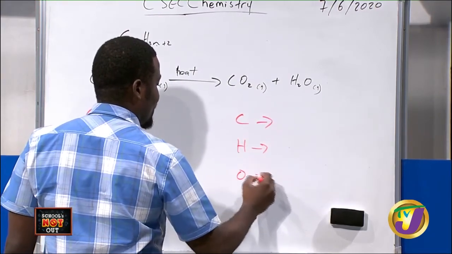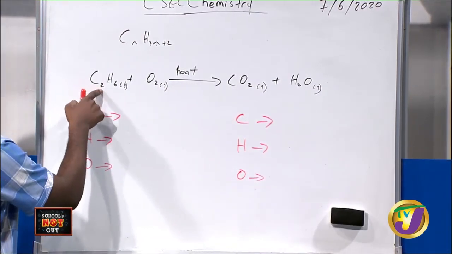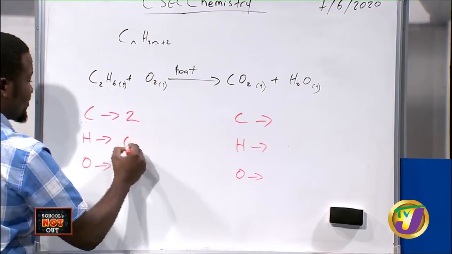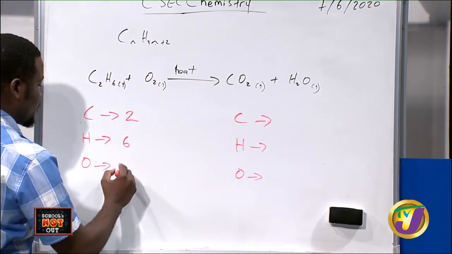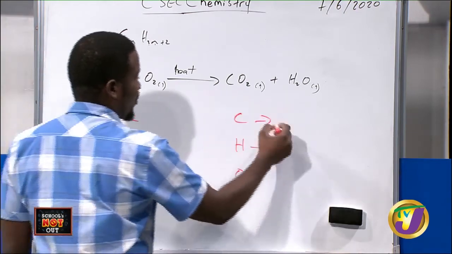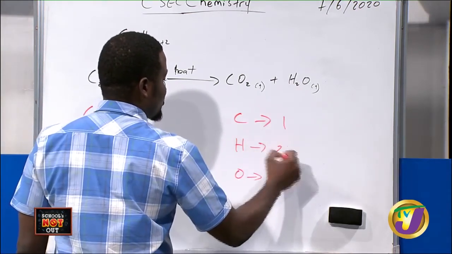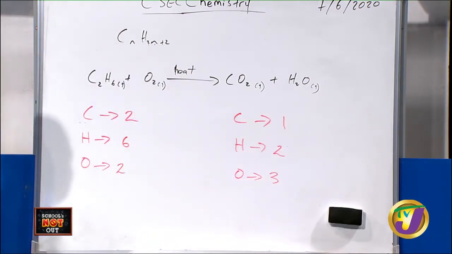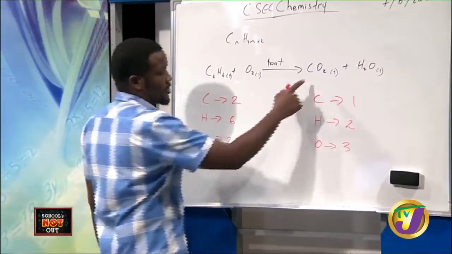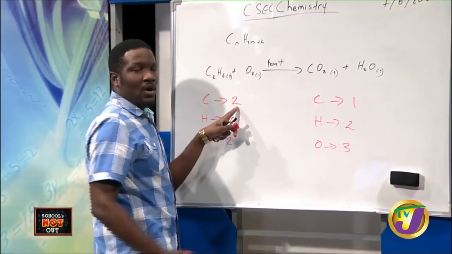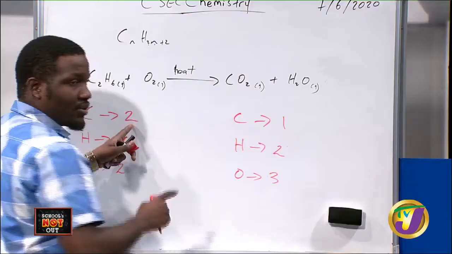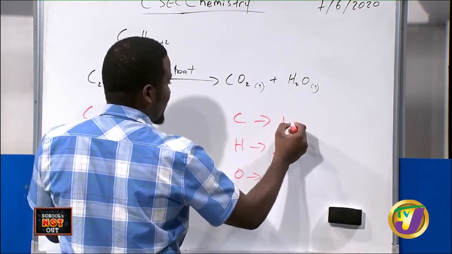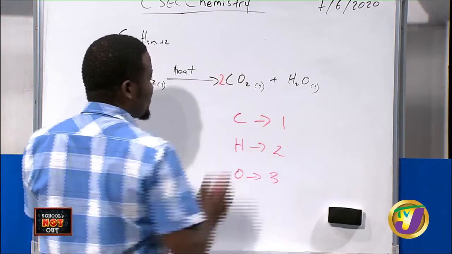All right? So how much carbon is on this side? 2, so you see 2. How much hydrogen is on this side? 6. And how much oxygen is on this side? 2. Let's go to this side. So 1 carbon, 2 hydrogen, and 2 and 1 is 3. So we have 3 oxygen. All right. So we start after the arrow. So carbon, 1 on this side, 2 on this side. How do we change 1 to 2? All right, and we use multiplication. How? That's right, we multiply this by 2. All right, so we're going to put a 2 in front of the carbon dioxide.